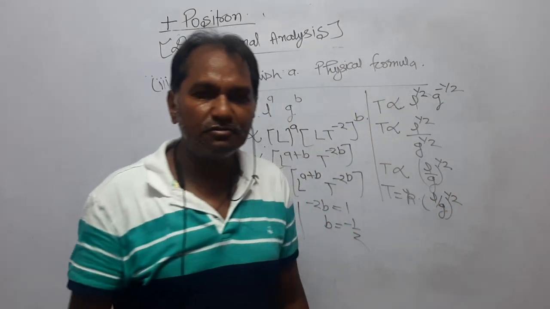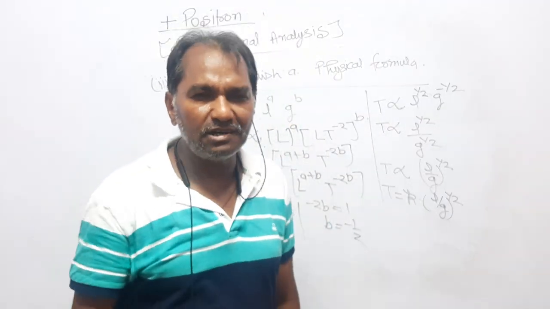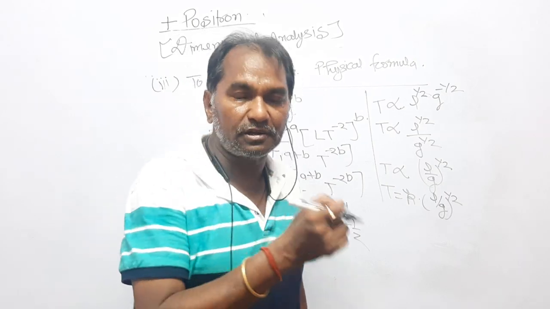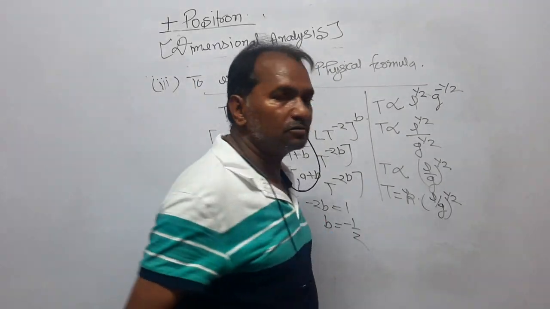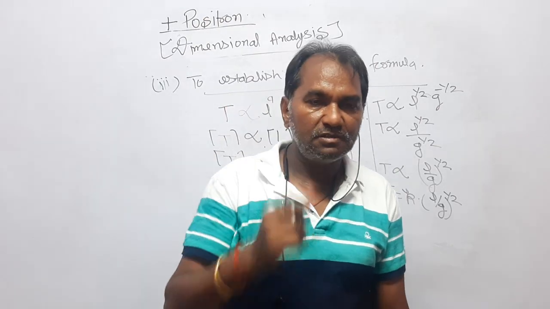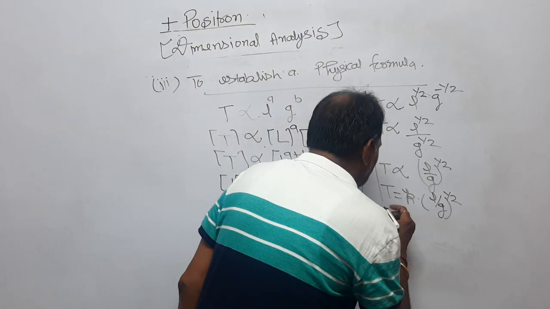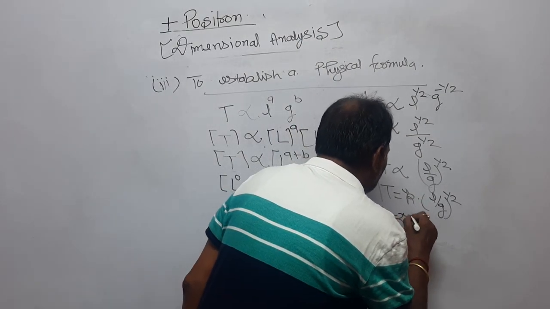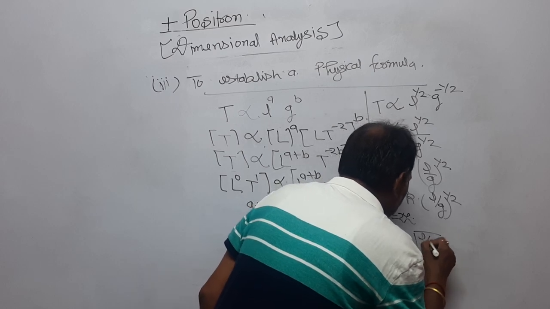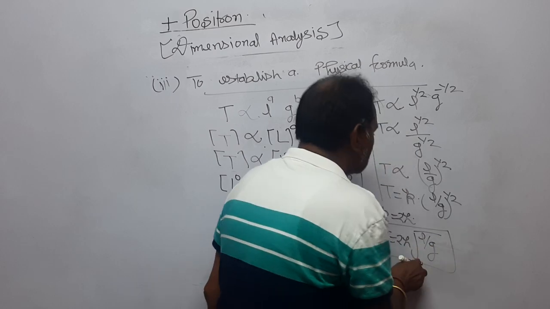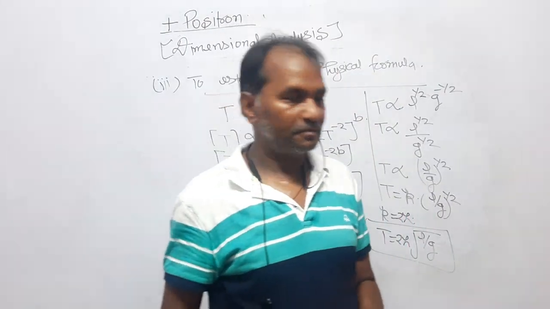Dear students, if you are using dimensional analysis to establish a physical formula, then there is no need to know about the constant. But if you know the value of the constant in a particular relation, then you can put it here. K is a constant. You know the time period of a simple pendulum is expressed as T is equal to 2 pi under root L upon G. So K is, in fact, 2 pi. So your formula becomes T is equal to 2 pi under root L upon G. 1 by 2 I have replaced with the square root.